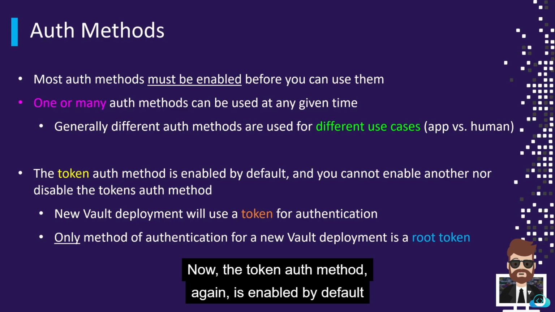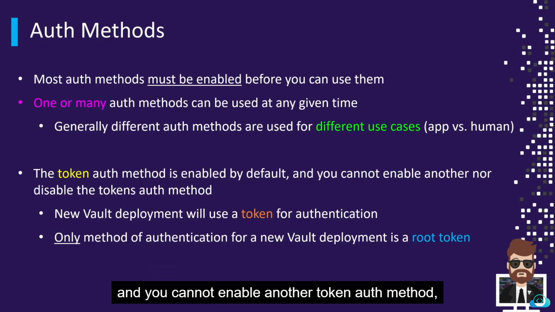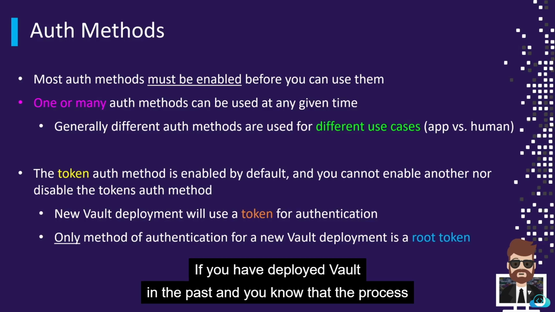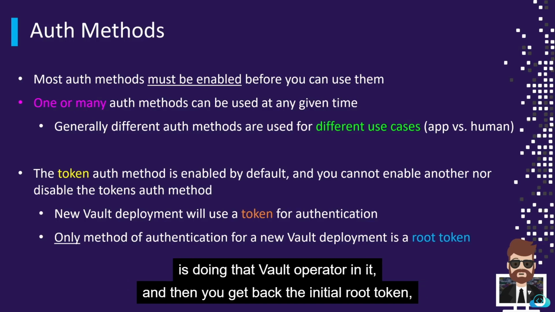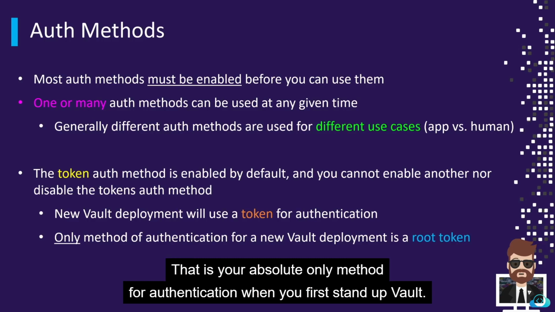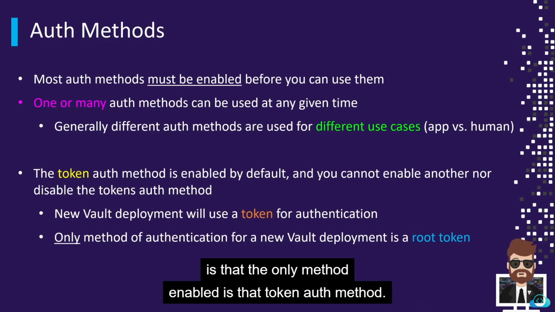Now, the token auth method, again, is enabled by default, and you cannot enable another token auth method, nor can you actually disable the token auth method. Now, with new Vault deployments you always have that token for authentication. So if you have deployed Vault in the past and you know that the process is doing that vault operator init, and then you get back the initial root token, again, that root token has been generated by the token auth method, and that is your absolute only method for authentication when you first stand up Vault. And again, that goes back to the reason that the only method enabled is that token auth method.